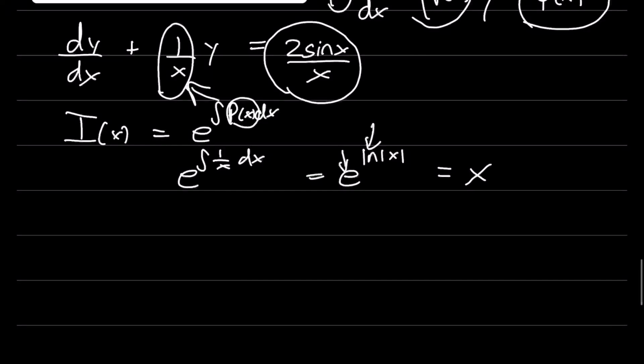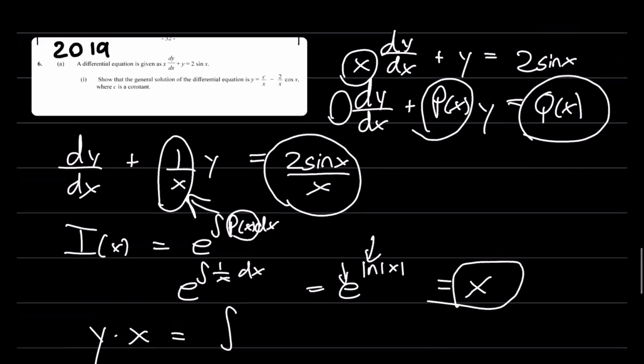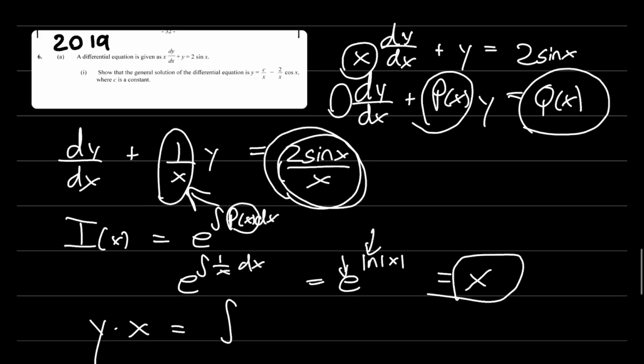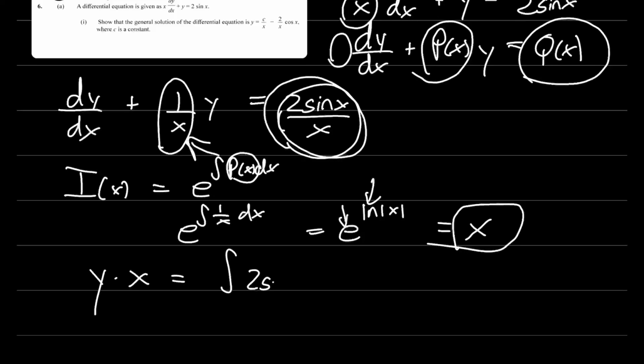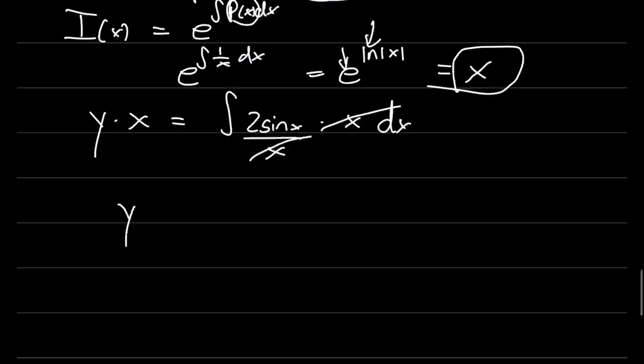So then, if we take y and multiply it by the integrating factor, which is x, so y times x should be equal to the integral of q of x. Now q of x is right here, 2 sine x over x, times x dx. These two things cancel out. We'll have yx equal to the integral of, well, we can pull out the 2, sine x dx.